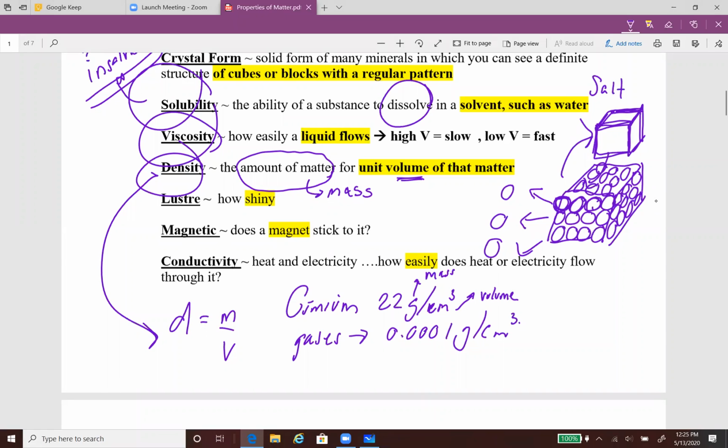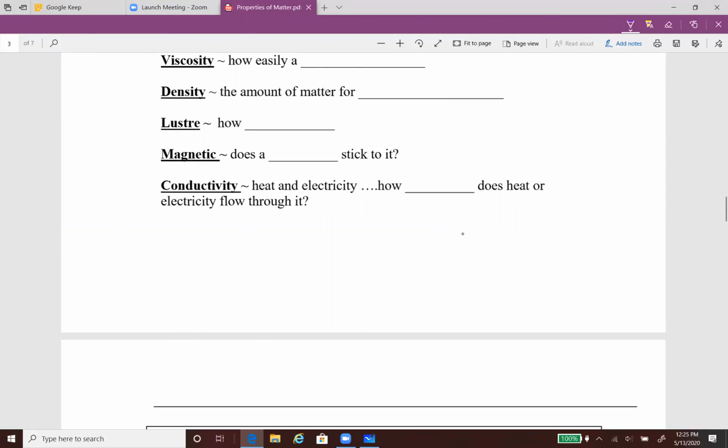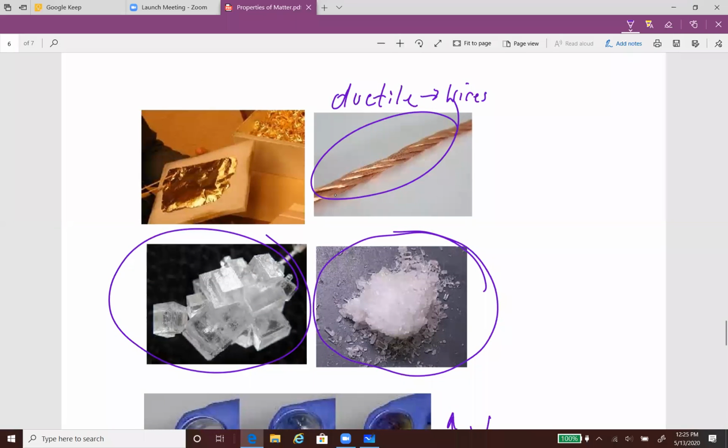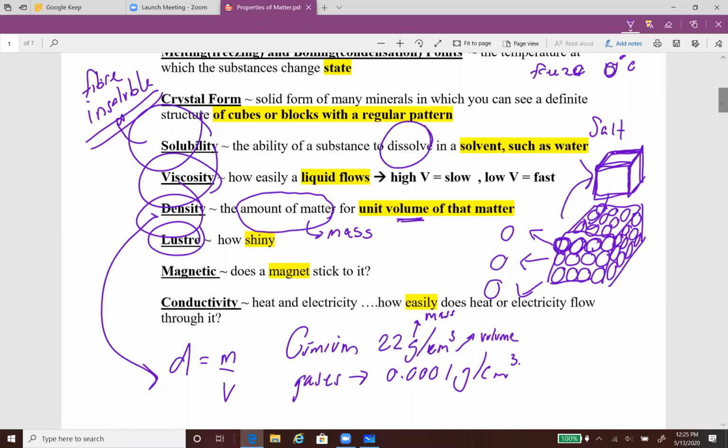We can also describe matter in terms of how shiny it is. That's its luster. So, for example, metals tend to have high luster, or we can say they're lustrous because they're quite shiny often. That's another way to describe matter. We can also describe whether or not it's magnetic. So if a magnet will stick to it, it means it's magnetic. Iron, for example, magnets will stick to iron. Magnets will not stick to copper. So copper is not magnetic, but iron is.